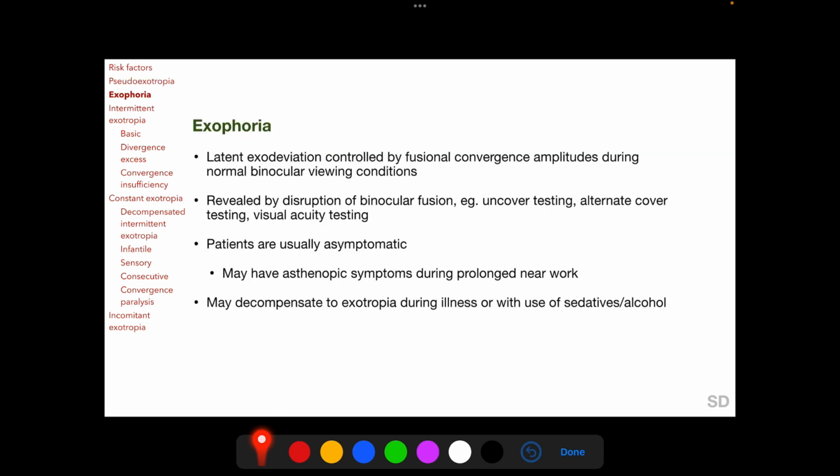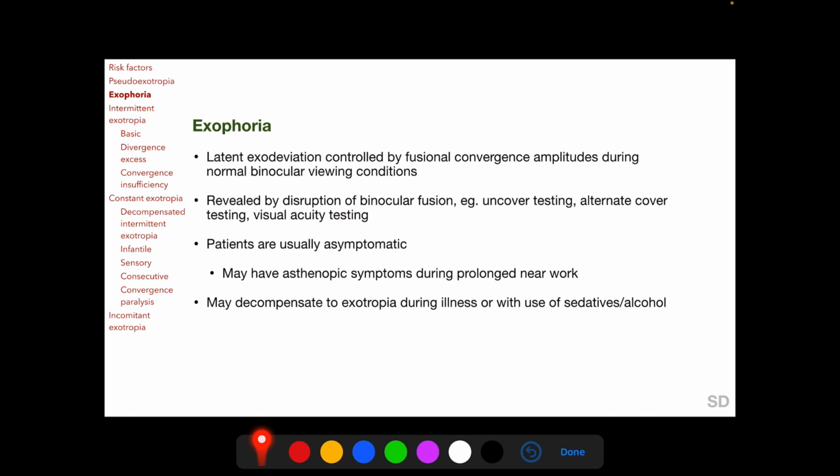An exophoria is a latent exodeviation controlled by fusional convergence amplitudes during normal binocular viewing conditions. So during normal binocular viewing conditions, a patient with an exophoria will appear to have aligned eyes. But the deviation of an exophoria can be revealed by disruption of binocular fusion, such as during uncovered testing, alternate cover testing, and visual acuity testing.